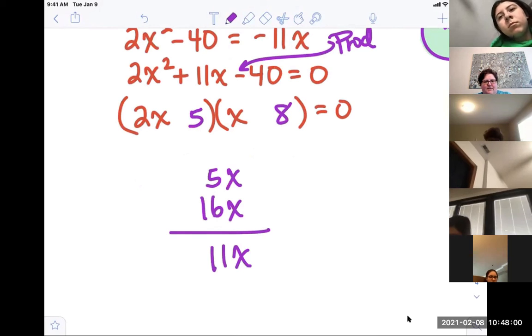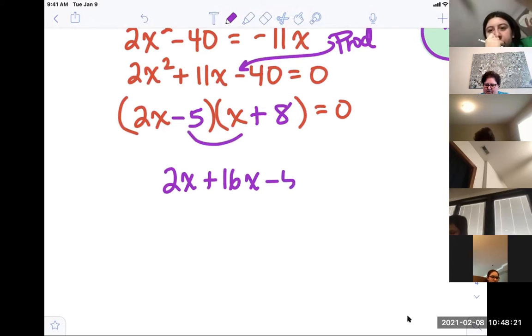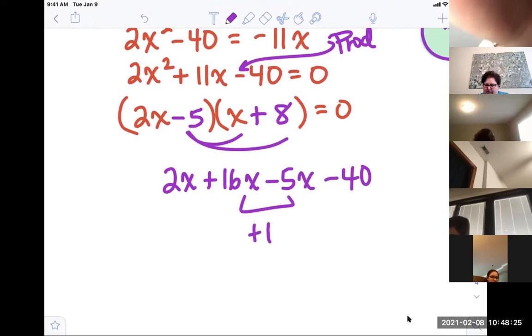Negative 5. Yeah, so if we have a minus 5x, that means you want that to be negative, and you have 8 as positive, then do a quick mental check and make sure it makes sense. Okay, so 2x squared is your first. Your outer would be 16x. Your inner would be negative 5x. And your last would be negative 40. And then that does add to 11x.